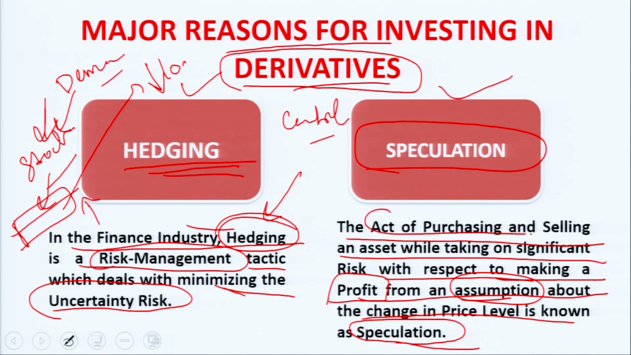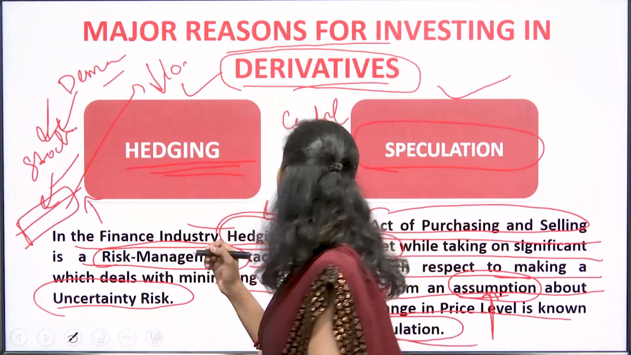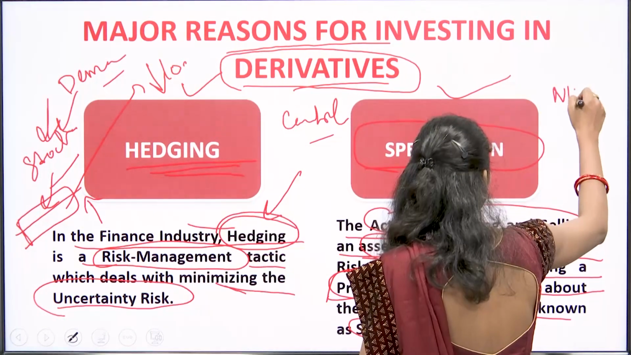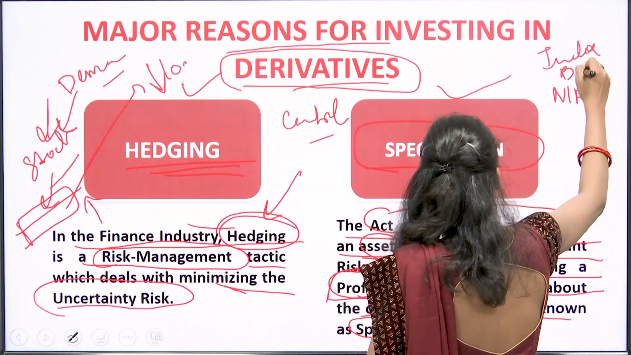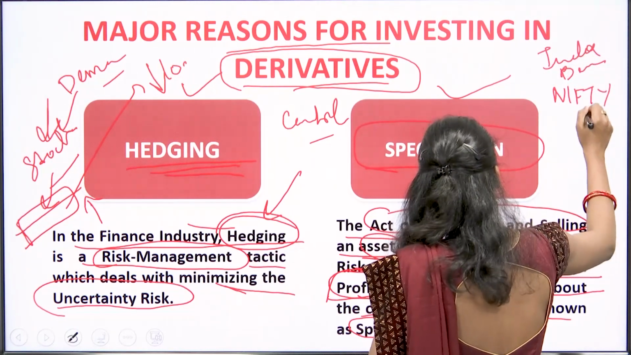It is the art of purchasing and selling. Mainly when we talk about trading, we are talking about the purchasing and selling factor. But here we are also talking about profit making through assumption. Assumption is like, suppose we are talking about the Nifty value. I have already talked about the index derivative in the previous slide, so let us talk about the Nifty value.